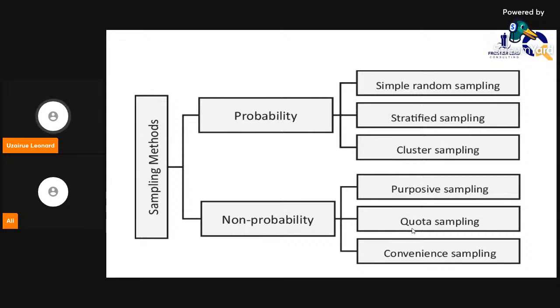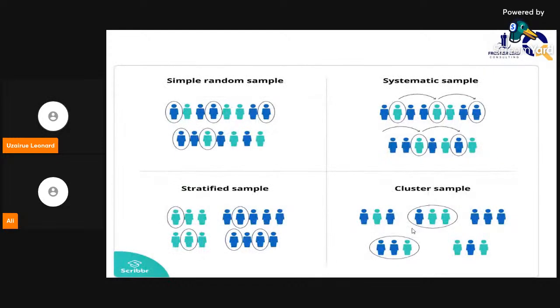So, in essence, probability methods are scientific based. When I say scientific based, I mean they are methods that are designed, while non-probability methods are not designed. One of such is simple random sampling. Now, under simple random sampling, I want us to go to this slide.